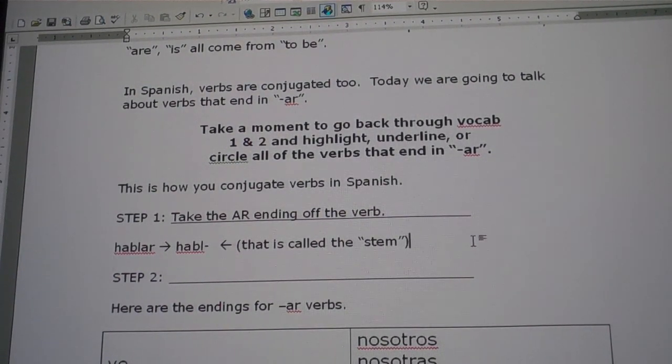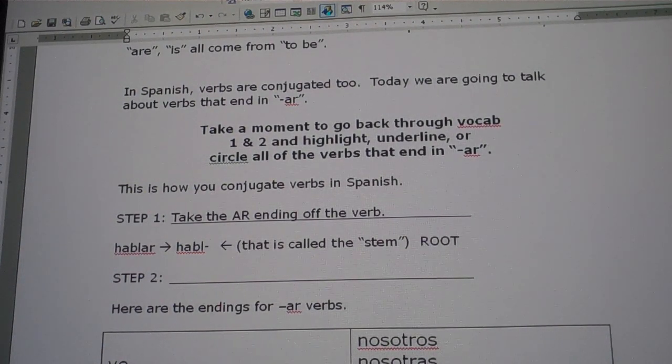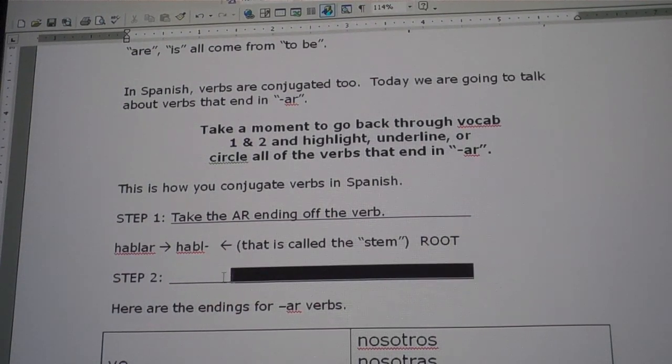So, that is called the stem, or sometimes people call it the root of the verb, okay? Whatever you want to call it, it's the part of the verb that does not change, ever. Those first four letters will always stay the same. The second step that you're going to do, what did you do after you took off the AR? You added an O, okay?